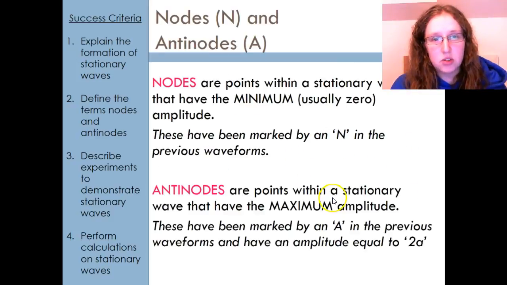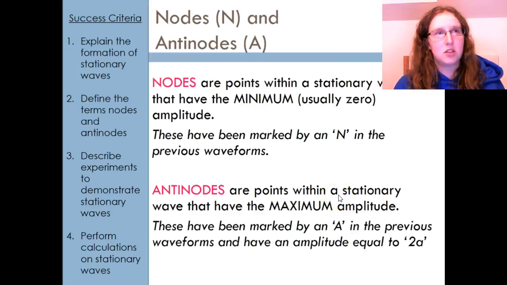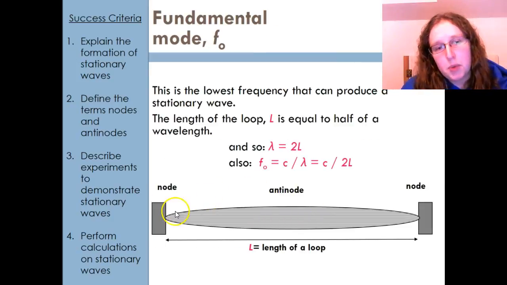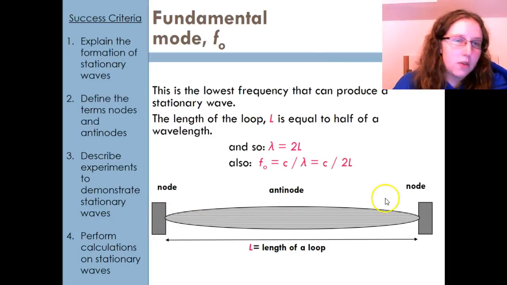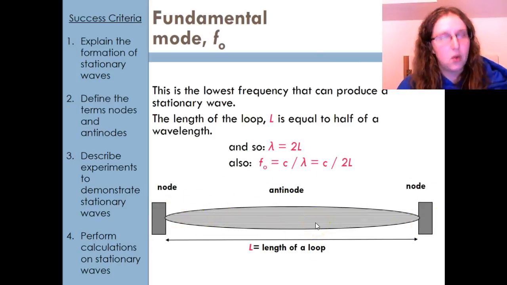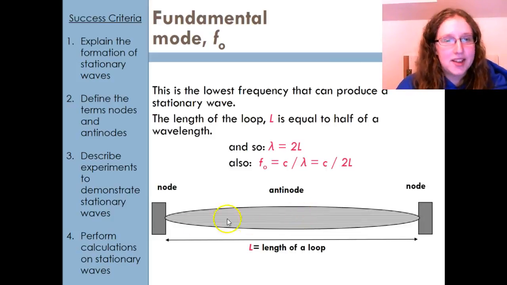So if I'm saying on my string it has to be clamped at either end, so it has to be a node, then the biggest wave I could fit in there, or the lowest frequency, would be one that has a node at either end, which means it must have a single antinode in the middle. This is what we would call the fundamental mode, or the first harmonic. This would be the biggest wavelength or smallest frequency wave that would fit onto this string, where the length of the loop is equal to half a wavelength.